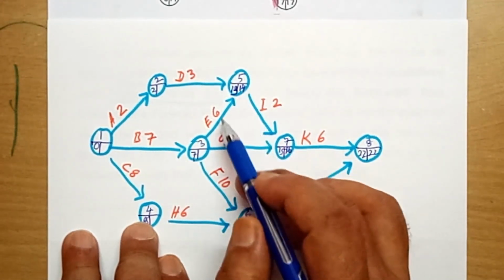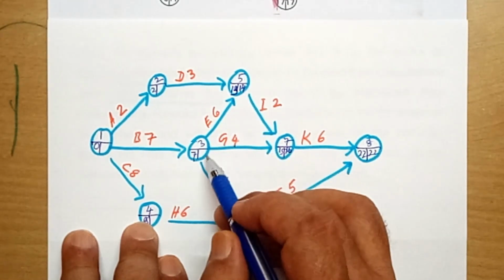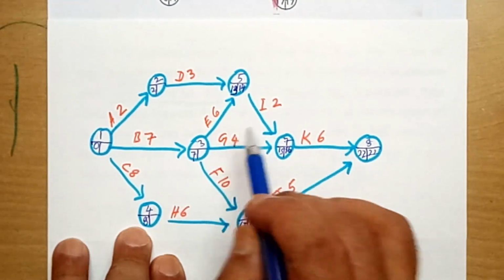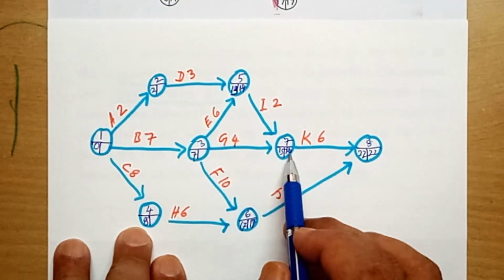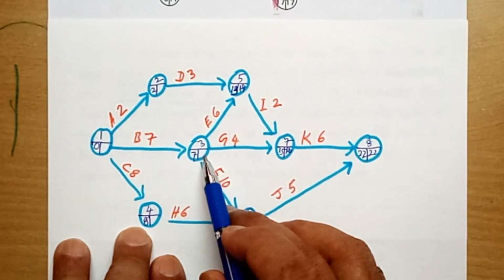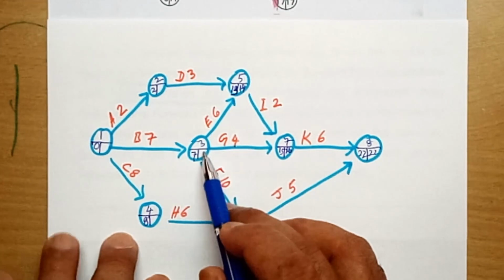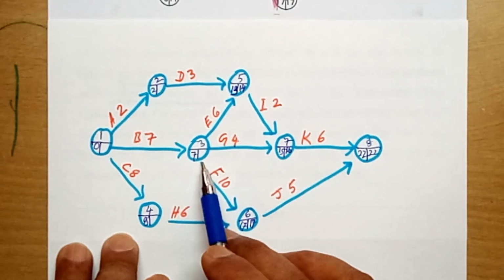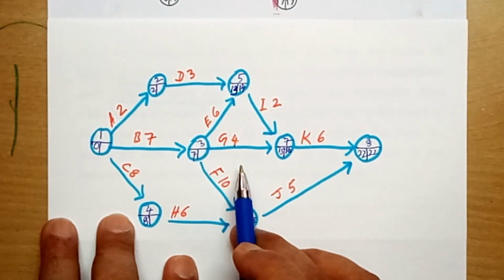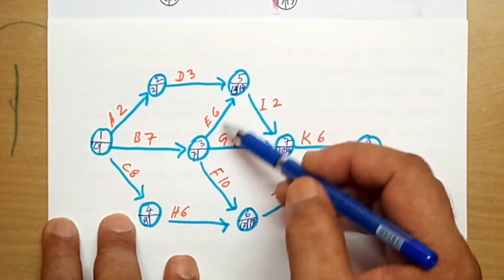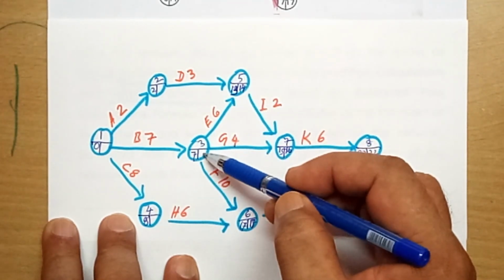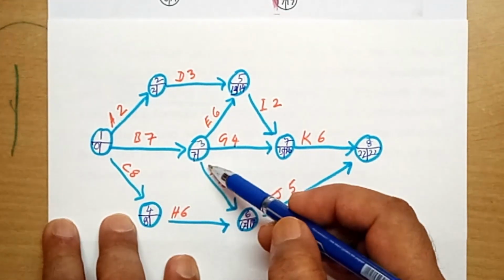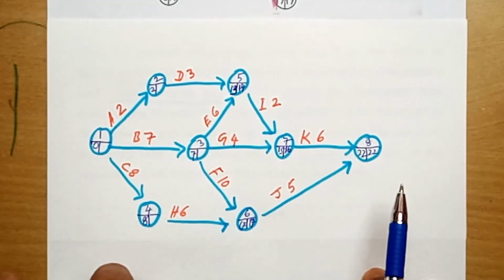If you deduct 6 from 14, you have 8 as the latest finish of this node. If you deduct 4 from 16, you have 12 as the latest finish of this node. And if you deduct 10 from 17, you have 7. So what are the latest finish values? By this way, the latest finish is 8. By this way, the latest finish is 12. By this way, the latest finish is 7. So here you take the lowest one.